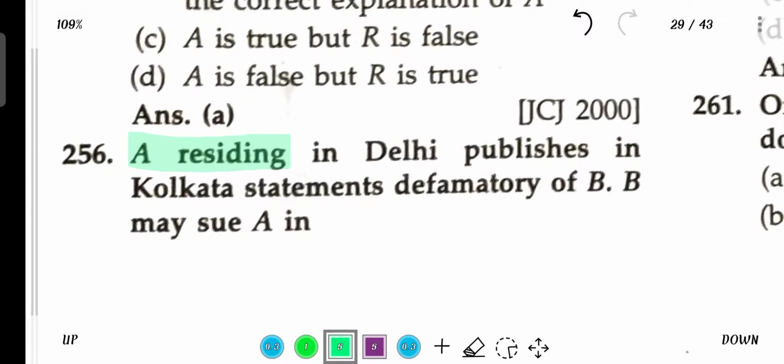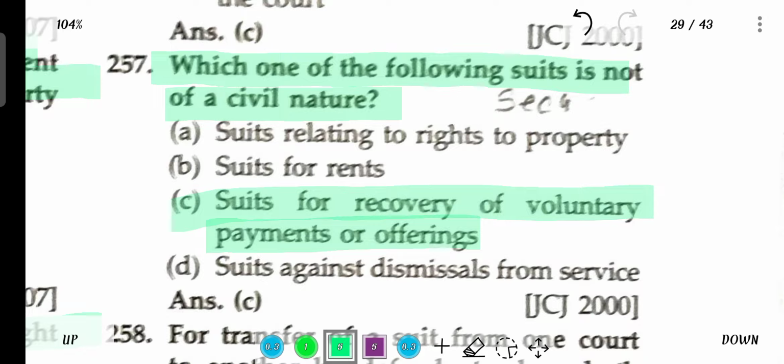A, residing in Delhi, publishes in Kolkata a statement defamatory of B. B may sue A in either Delhi or Kolkata. Which one of the following suits is not of a civil nature? Suit for recovery of voluntary payment of offering. Which one is a suit of civil nature? Suit relating to right of property, suit for rent, suit against dismissal from service.